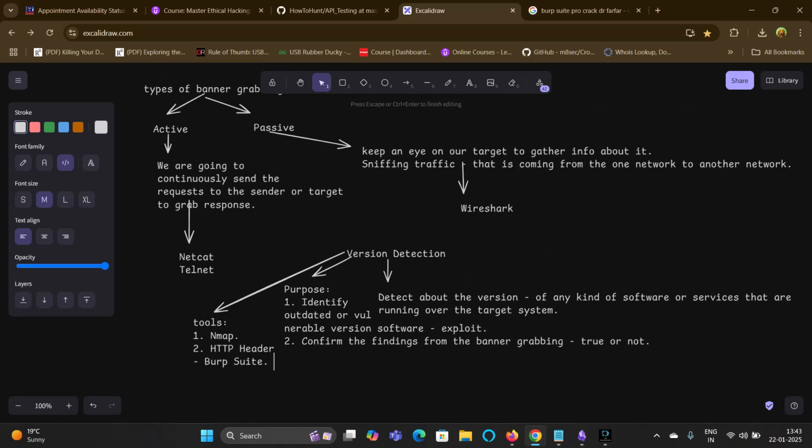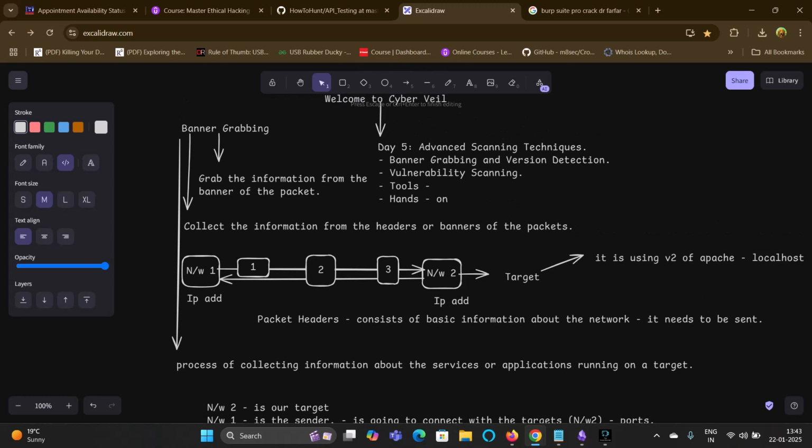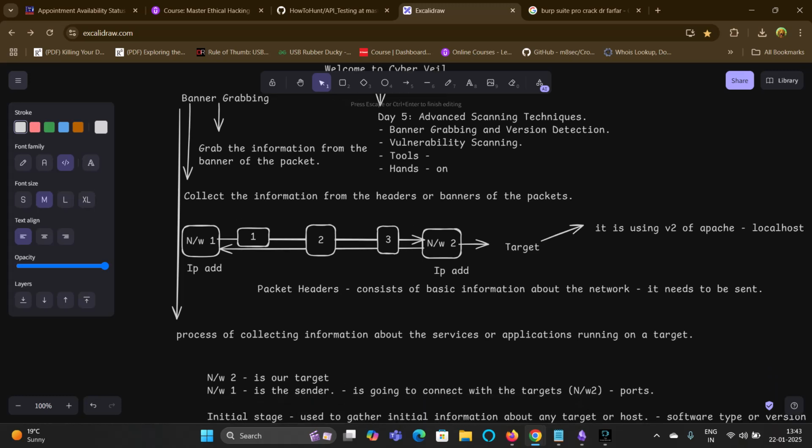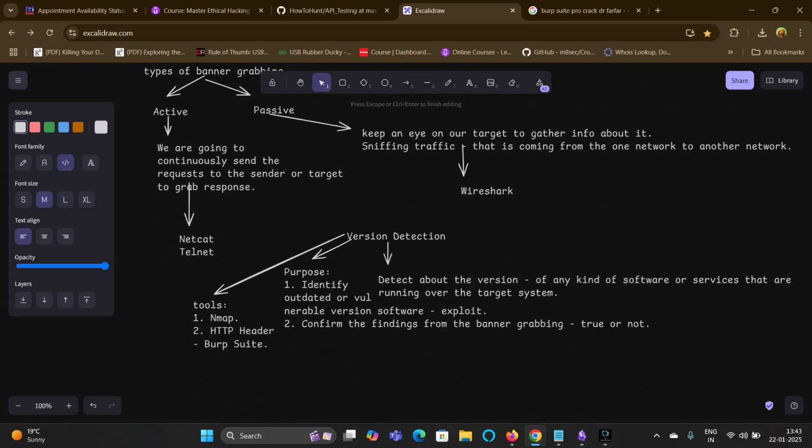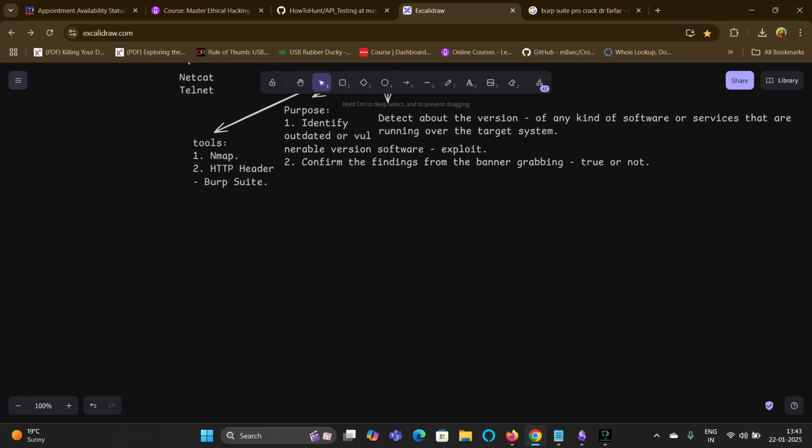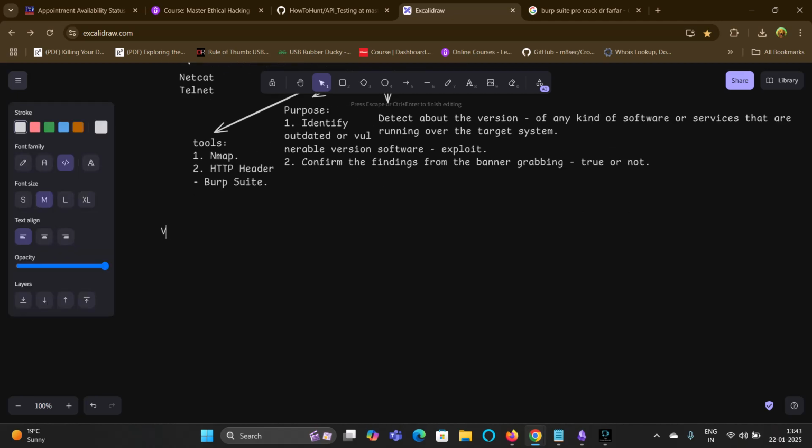So I guess this is also clear, and we are clear till now that banner grabbing and version detection is clear. The tools for banner grabbing and version detection are done. Now moving on further, we have vulnerability scanning. Now we'll be discussing vulnerability scanning.